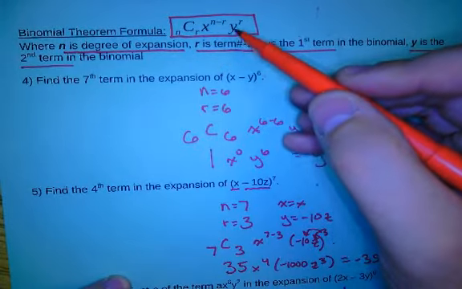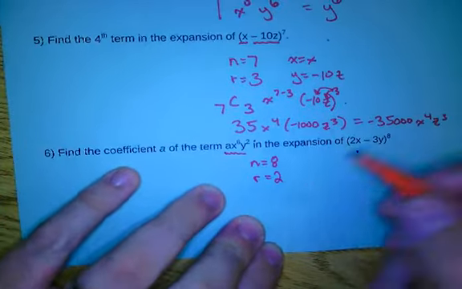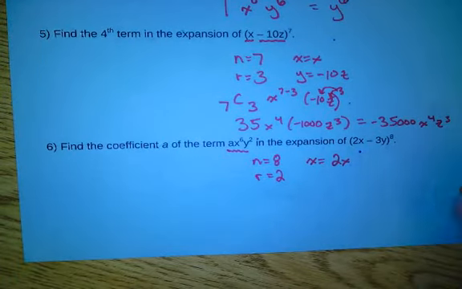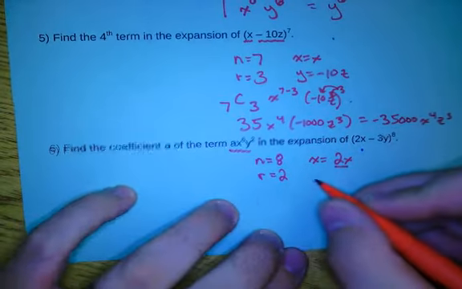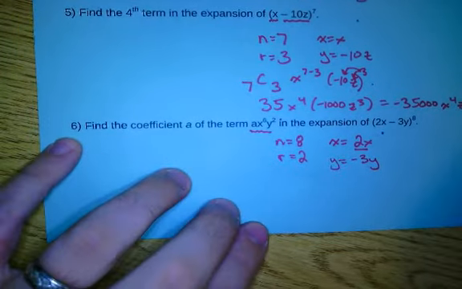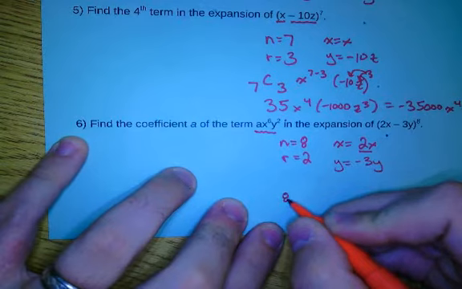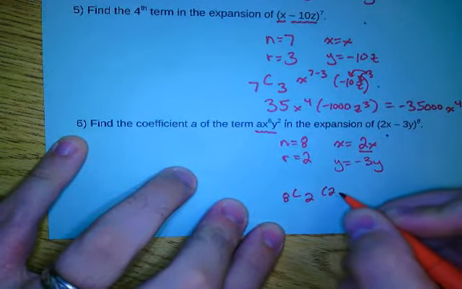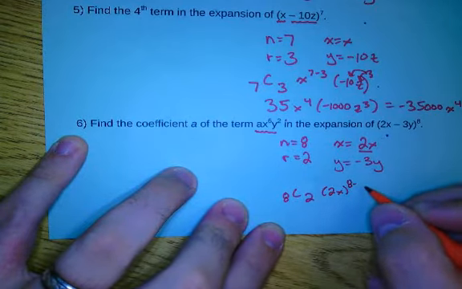What's my X value? It's 2X. It's kind of weird. I don't know how I'm writing it. I'm just going off the formula. But the first term is 2X, and then the second term is negative 3Y. So all we're going to do is plug this in the formula, and then figure out what that number is. Here we go. 8 choose 2, x, which is 2x, to the 8 minus 2, and then negative 3y to the 2.